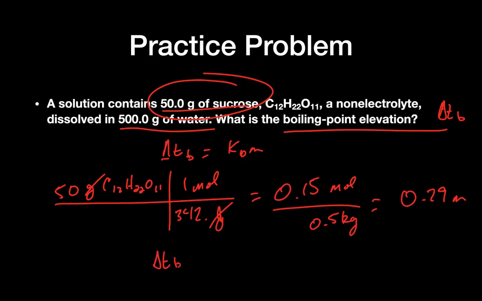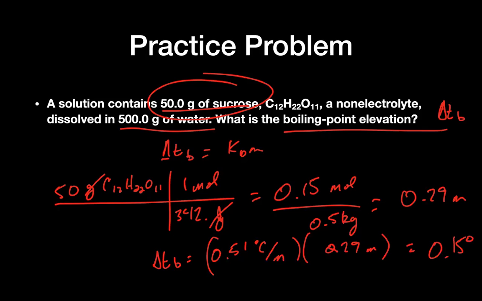So delta TB equals 0.51, again that's a constant, times 0.29 molal, and we get 0.15 degrees C. So that's the change in boiling point. That means that the solution will boil at 100.15 degrees.